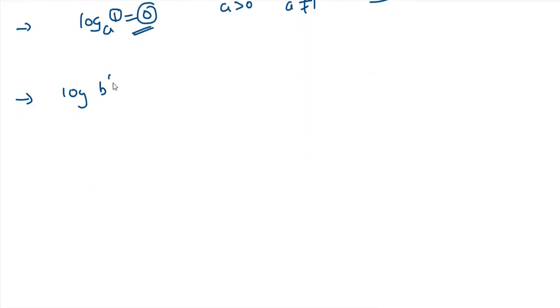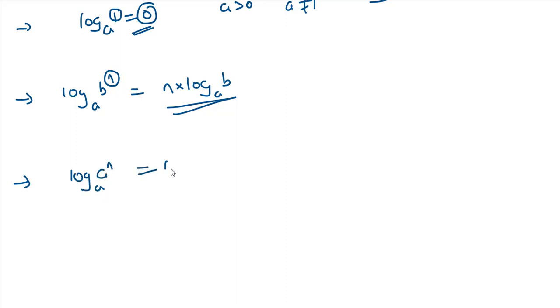Log of b raised to n to the base a will be equal to n times log of b to the base a. So whatever number is there in the power, you can take it in front of the log and multiply it. On similar lines, for the next property, log a raised to n to the base a will be equal to n, because this n we can take in the front. This will become n into log a to the base a. Now log a to the base a, as per the property that we have seen, will be equal to 1. So we'll have n into 1, which will give us the answer as n.